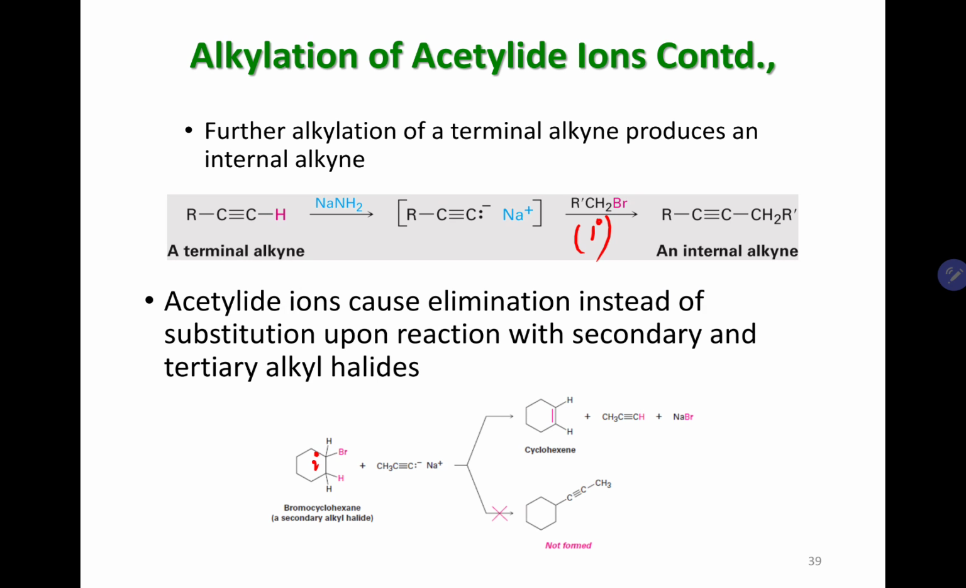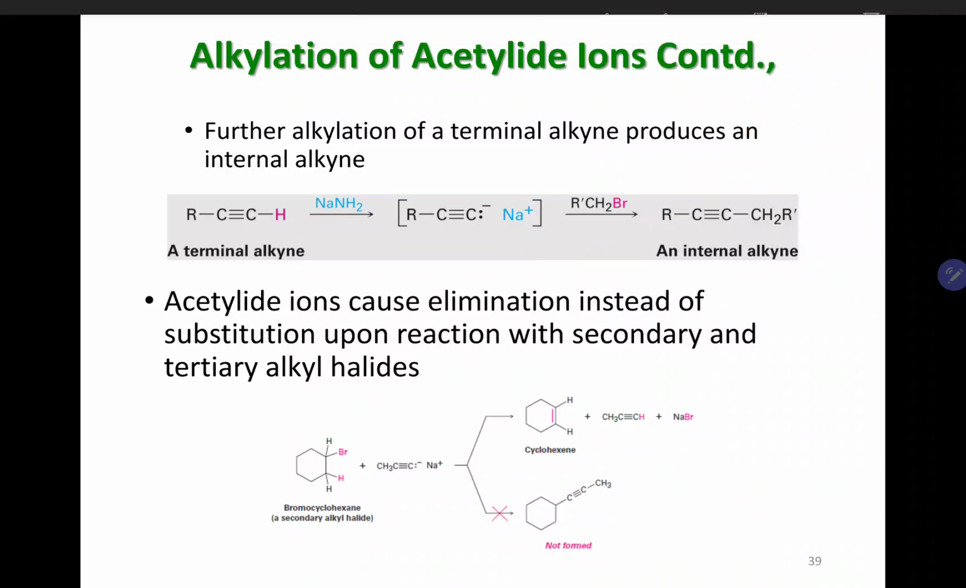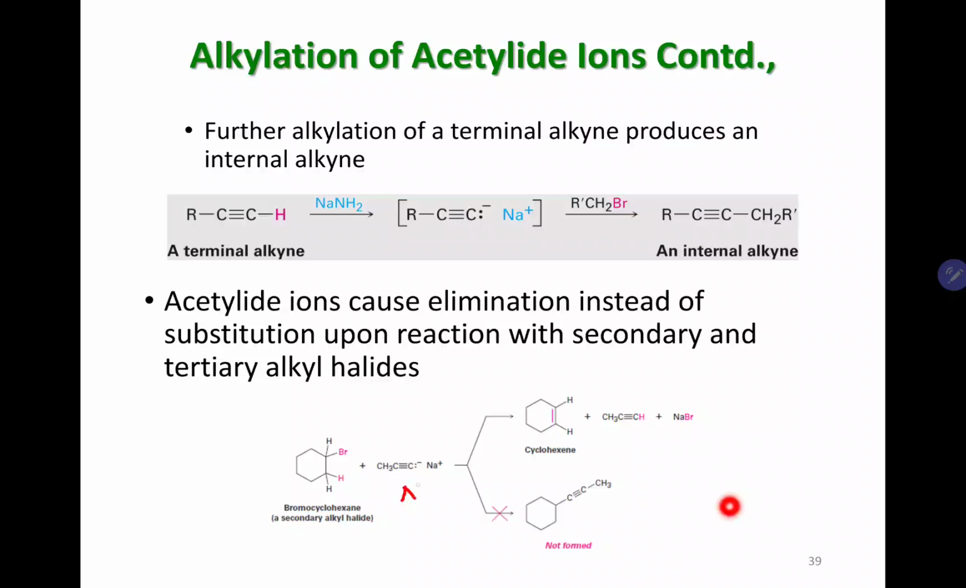Like the one that we have here, bromocyclohexane. That is a secondary alkyl halide, and here is our nucleophile, same old anion. Because of the secondary carbon in this alkyl halide, the nucleophile has a hard time reaching from the back door. It has a hard time approaching the carbon.